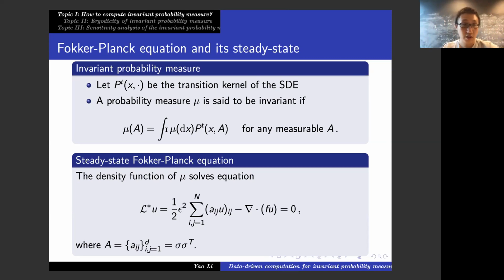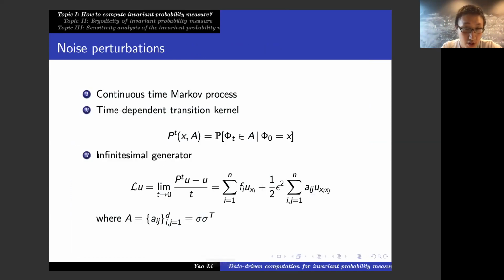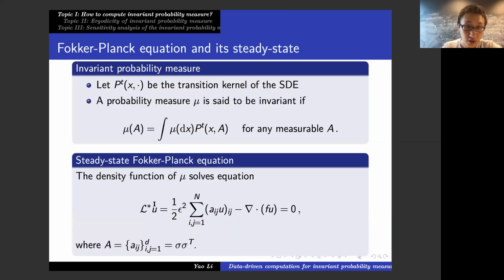Obviously, the invariant probability measure should satisfy the steady state Fokker-Planck equation. In other words, you take this infinitesimal generator L, and then you find its adjoint, called L star. The steady state Fokker-Planck equation is L star U equals 0, under the constraint that U is a probability density function. Good. So U is invariant. Okay, so that's some mathematical background.